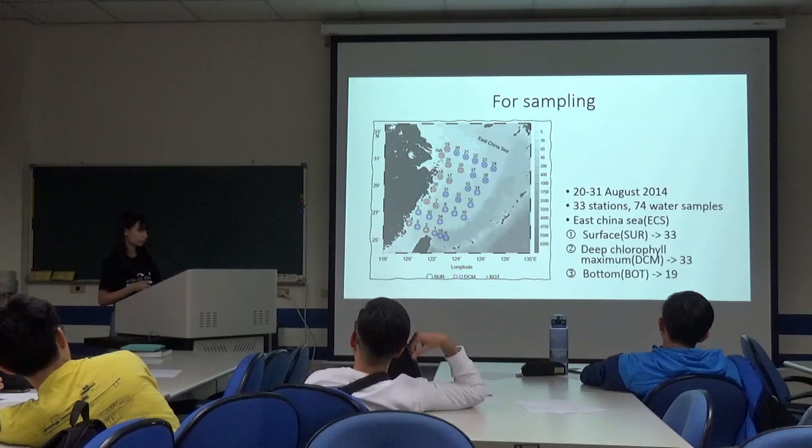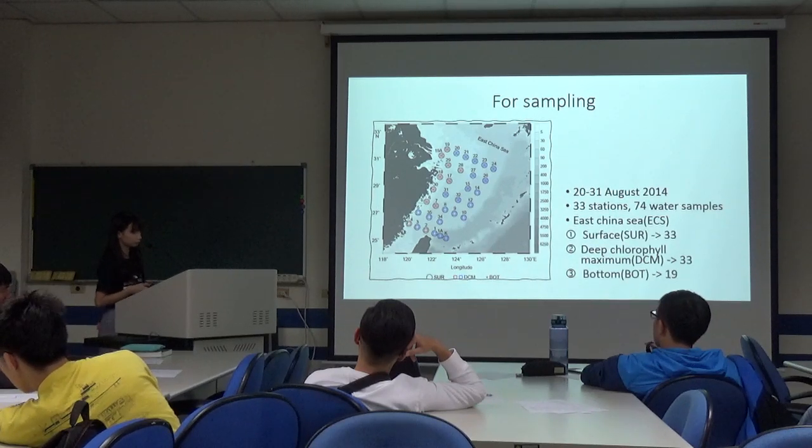We collected water from 3 levels: surface, deep chlorophyll maximum, and bottom. When you look at these figures, the circle means surface, the square means deep chlorophyll maximum, and the star means bottom. And you will see the red and blue squares. That means their surface level and DCM levels are overlapping.